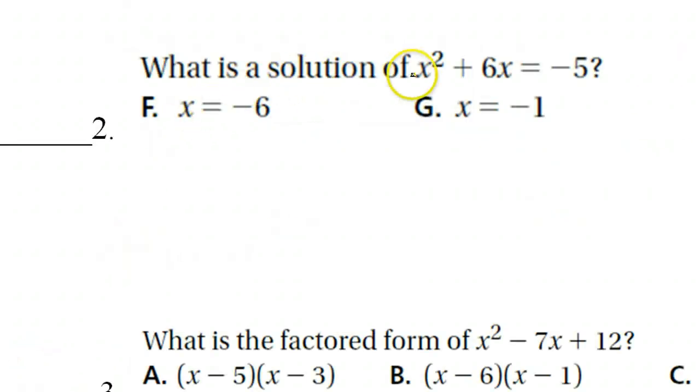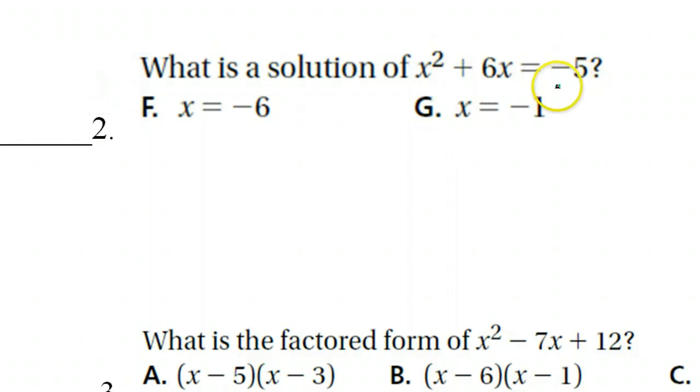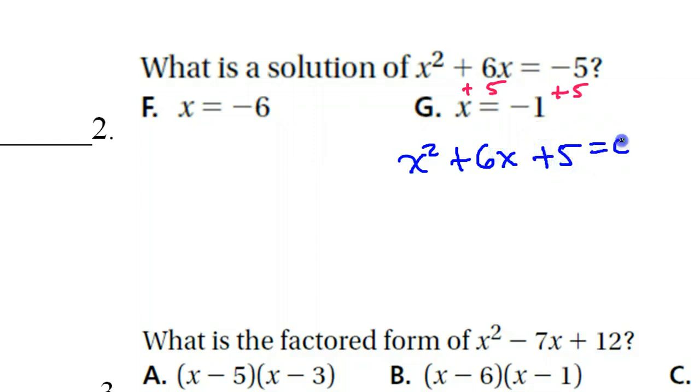Number 2, what is the solution of x squared plus 6x equals negative 5? Well, we need to add 5 to both sides, to get 0 on one side. So I'm going to add 5 to both sides. So that's going to give me x squared plus 6x plus 5 is equal to 0. And we're going to factor.